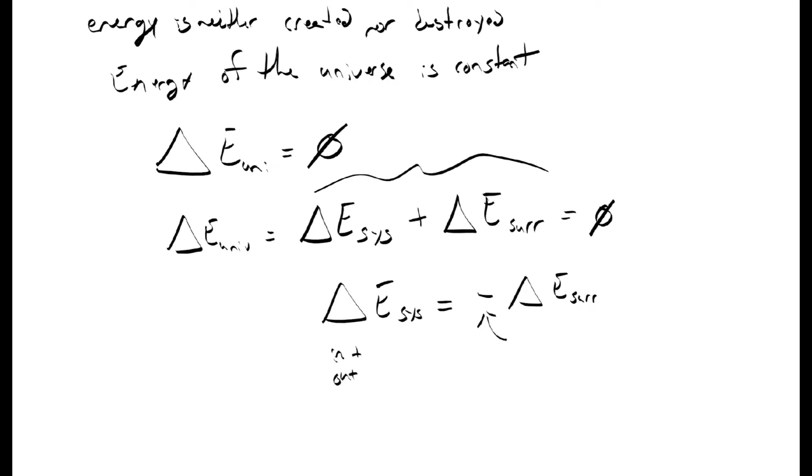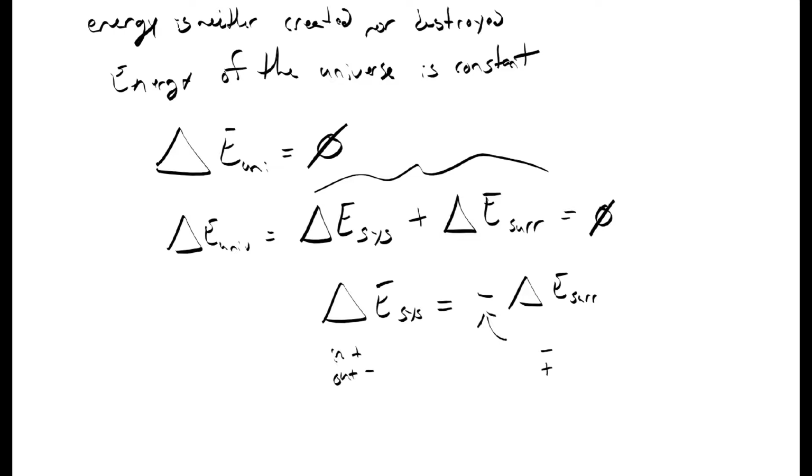Energy out of the system is negative. And it's going to be the exact opposite for the surroundings. Energy into the system is negative for the surroundings. Energy out of the system is positive for the surroundings. Okay? Because energy in means the system is gaining energy. So that means that the surroundings are losing energy.